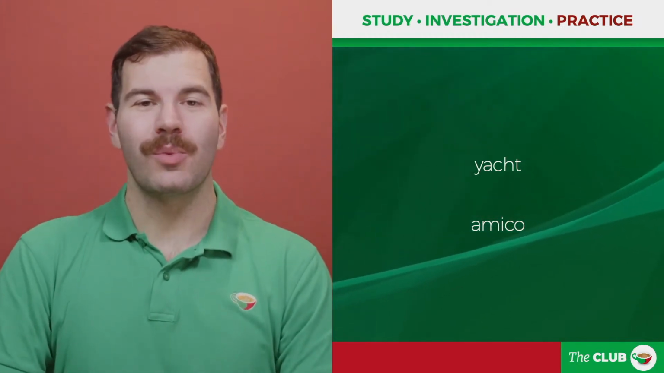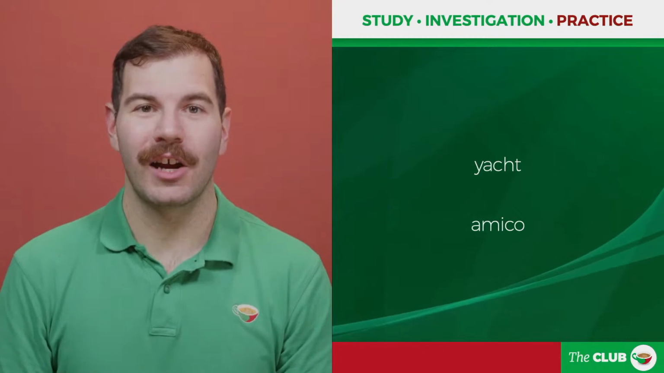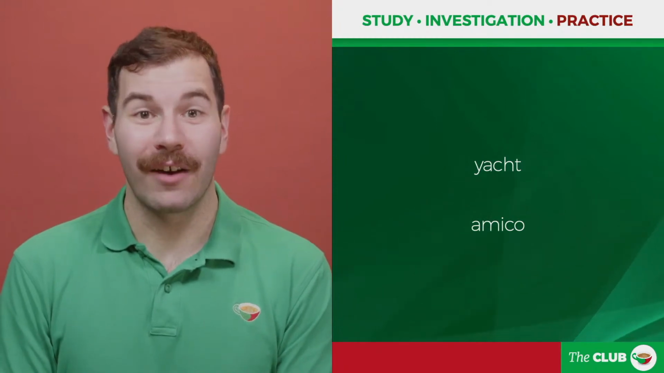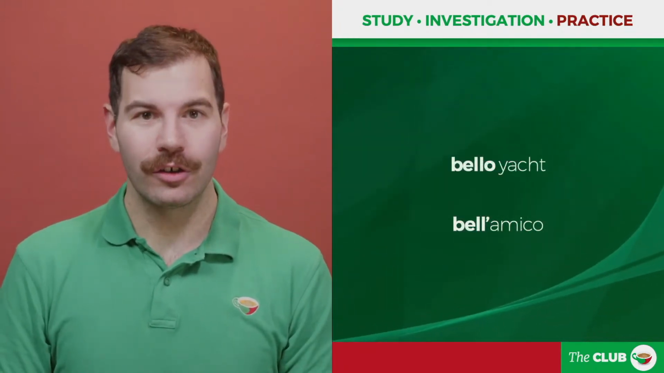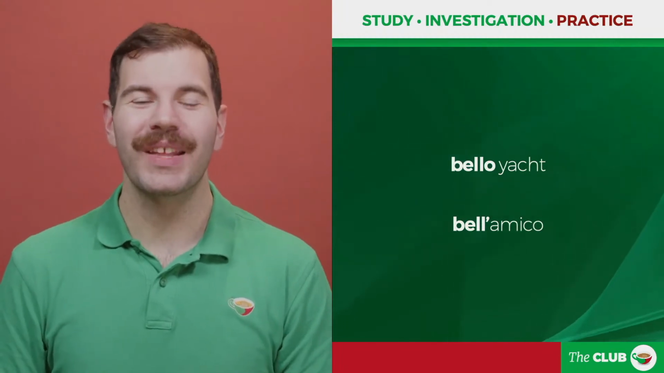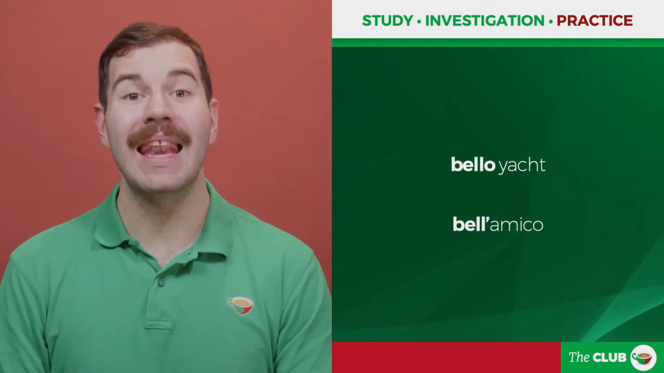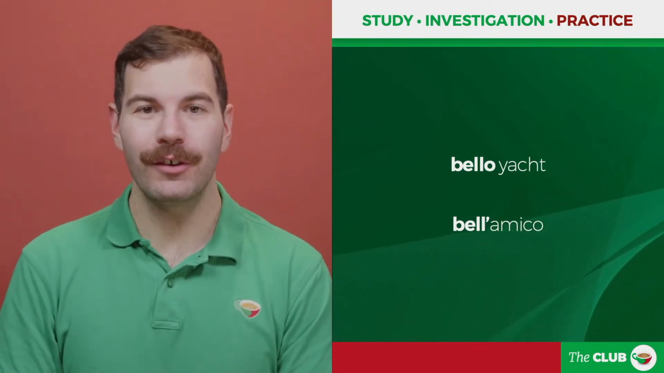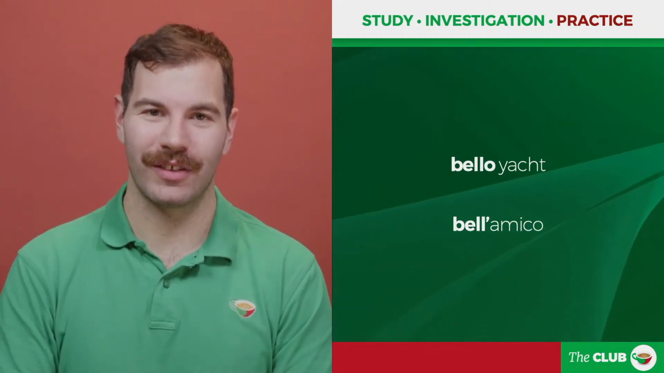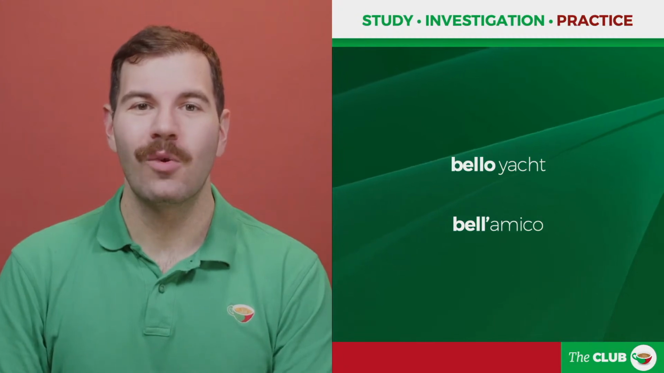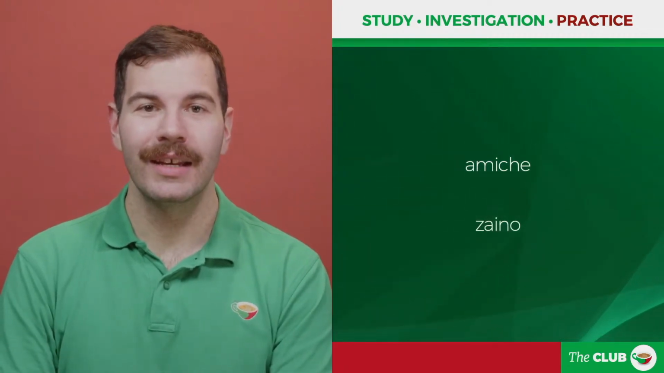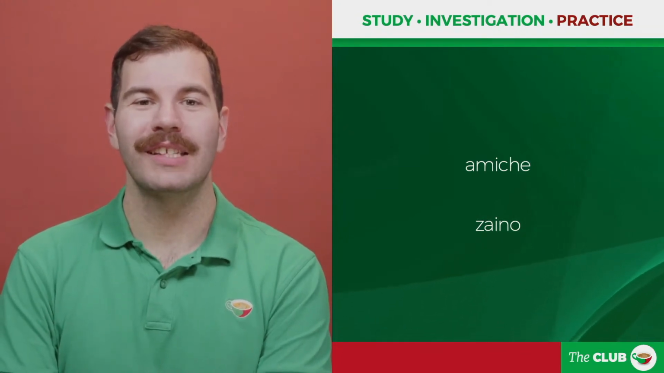Okay, so yacht is one of those nouns that starts with a combination of letters that are very particular, and therefore we're going to say bello yacht. And for amico, we're going to use bell'amico. If we had yacht in the sense of many yachts, plural, we would have said belli yacht. Okay? One final challenge. We have amiche and zaino. 10 seconds to choose the right form of bello. Starting now.